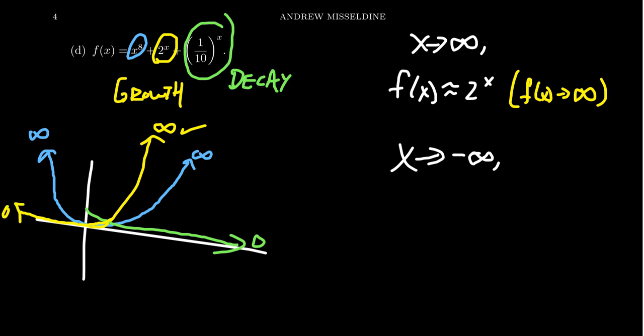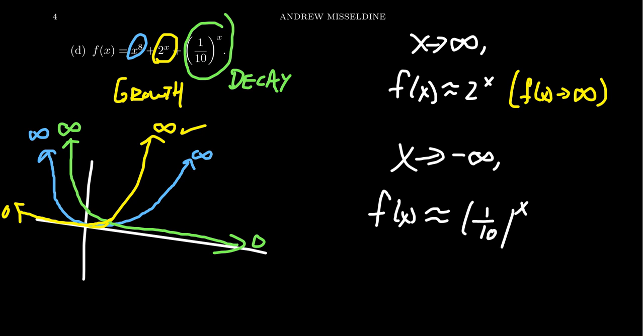But on the other hand, the 1 over 10 to the x is going to be going up and up and up, and it's going towards infinity. And so dominance will be given to the decay graph as we go towards negative infinity. And so in summary there, we would say that f of x will be approximately the same thing as 1 over 10 to the x. And so, yeah, we see, in fact, that y is going to approach infinity still. So it points up and up on the left-hand side, but the baton is passed from the growing exponential on the right-hand side to the decay exponential on the left-hand side.